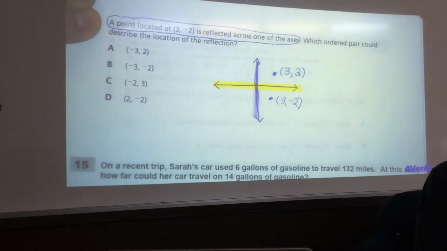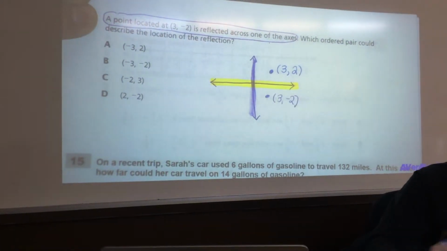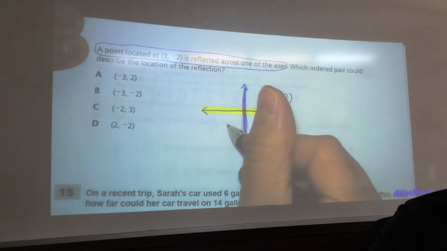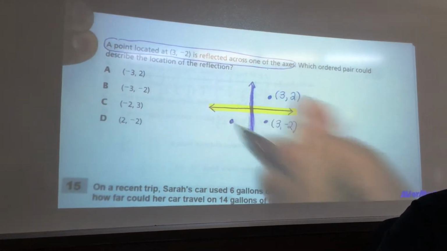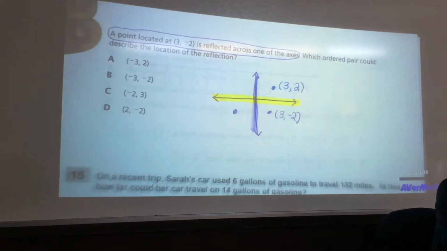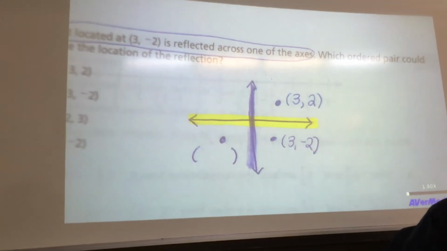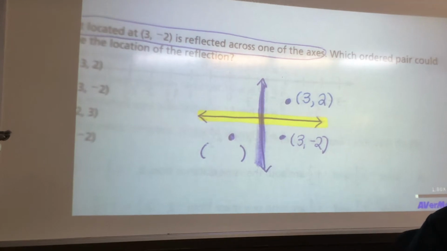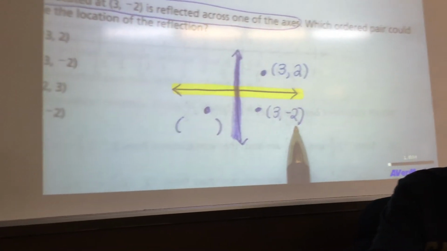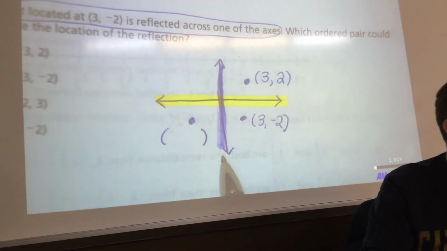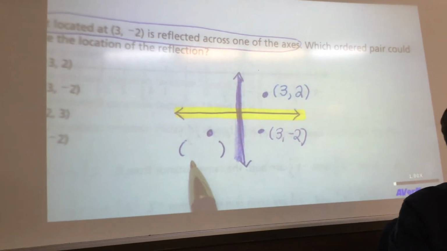What about if you reflected over the y? If you jumped over the purple line, you'd be somewhere over here. So what I want you to do now is pause your tape and go ahead and tell me what would the coordinates of this one be if you reflected (3, -2) over the y-axis. Okay, pause the tape now and write down what you think it is.